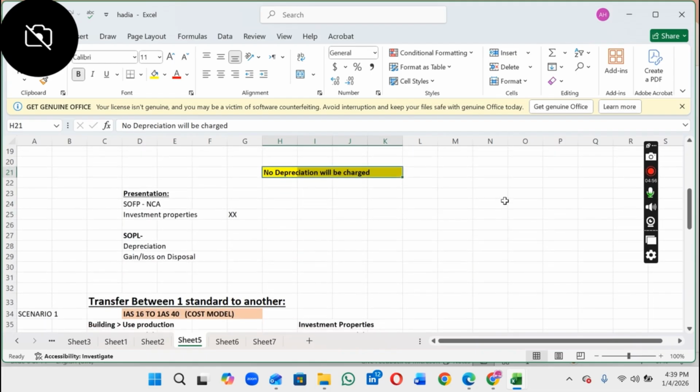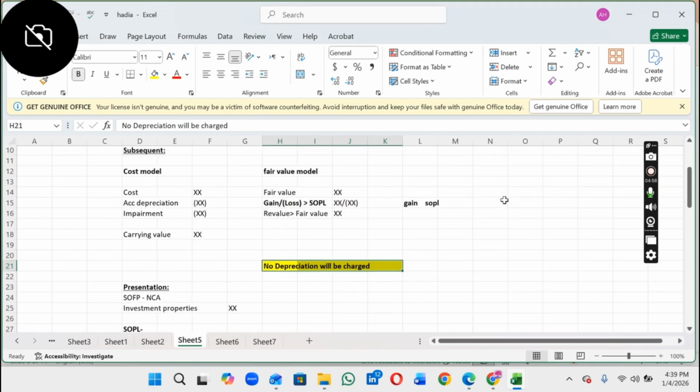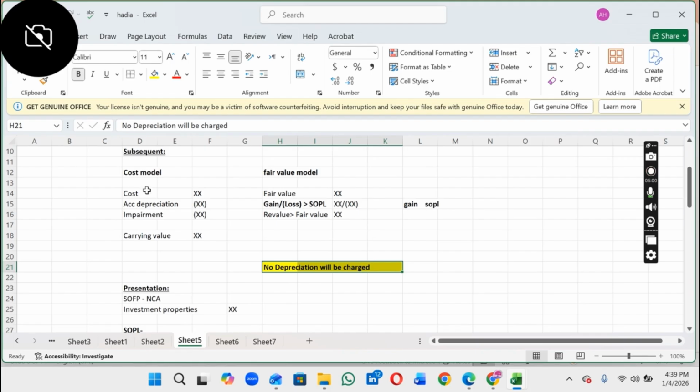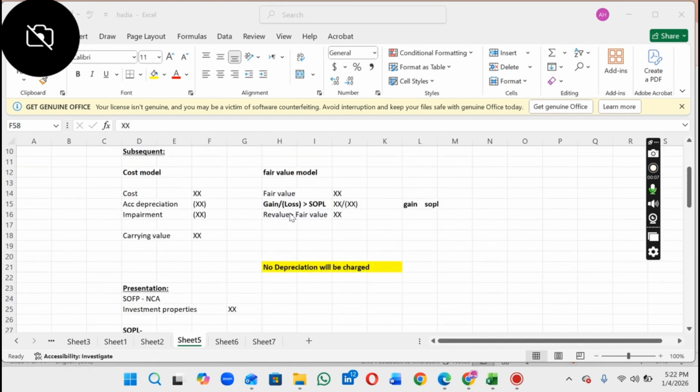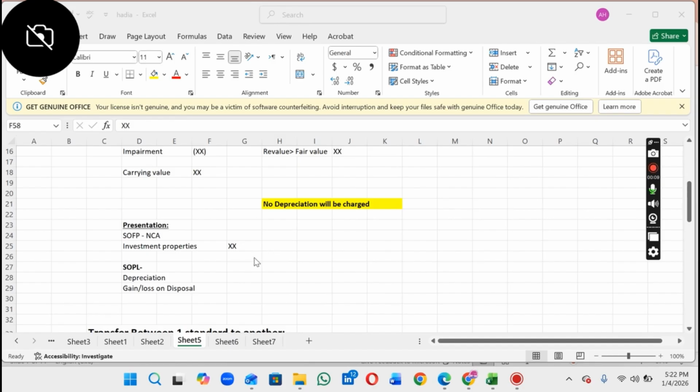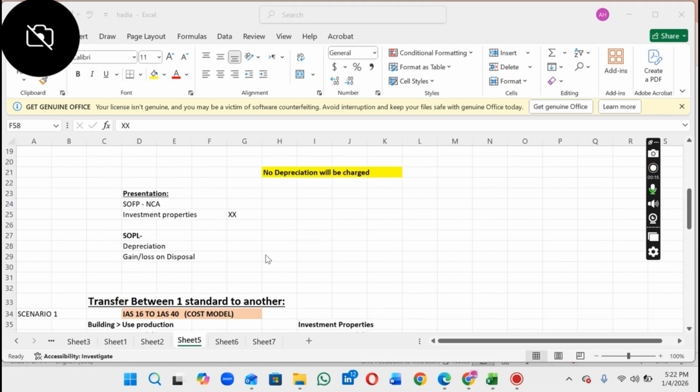Now, how it will be presented in financial statements. The carrying value and the fair value will be presented under the non-current asset section in the SOFP as investment property, and the depreciation and gain or loss will be presented in the statement of profit and loss.